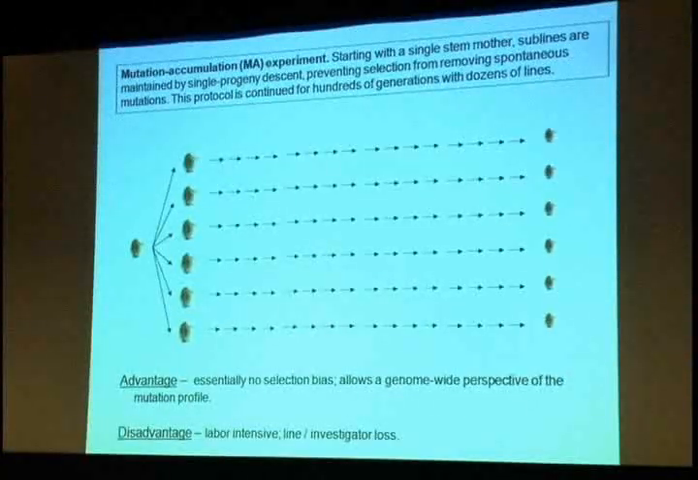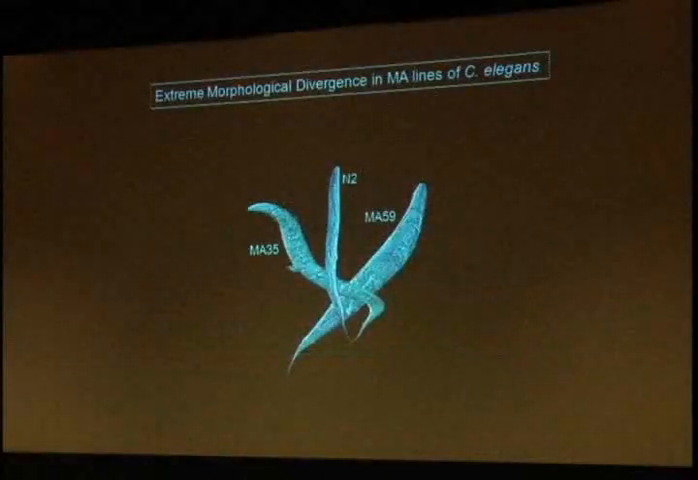At the end of the experiment, which can be anywhere from 400 to 1,000 generations, we now go in and sequence all these genomes, and everybody started out the same, and this gives us a good idea of, as I said, the rate and the spectrum of mutations. So essentially no selection bias in these kind of experiments.